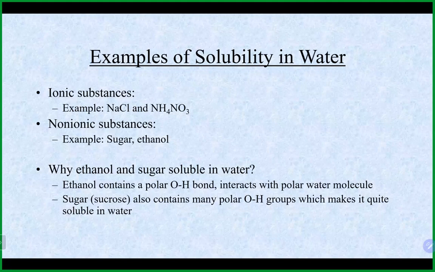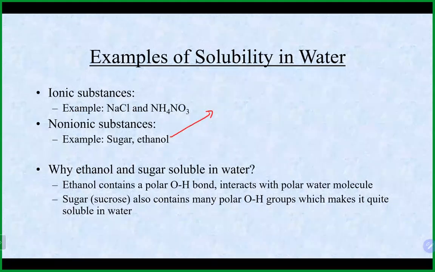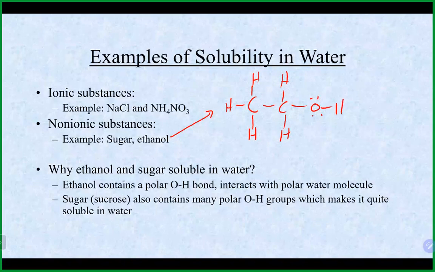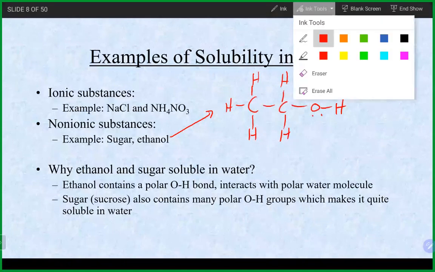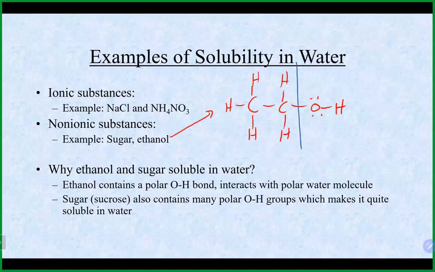So why are these things soluble in water? If we take a look at ethanol, which looks something like this. Ethanol, which is an organic compound, has a couple of carbons and an OH group. There are two parts to this molecule. This part over here, where we have all the carbons and hydrogens and carbons attached to carbons, is basically all non-polar. So that's the non-polar part of the molecule.